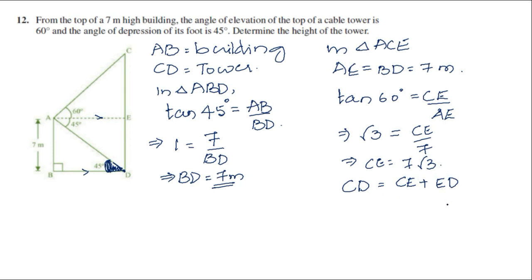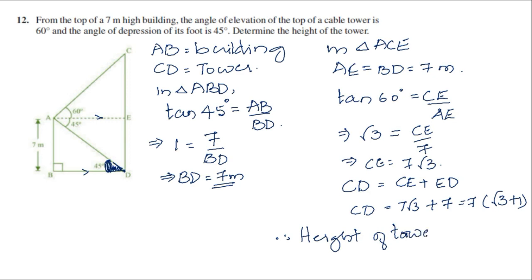ED is 7. CE we have found as 7 root 3. This is equal to CD. Here 7 taken common, we get root 3 plus 1. Therefore, the height of the tower is 7 times root 3 plus 1 meters.